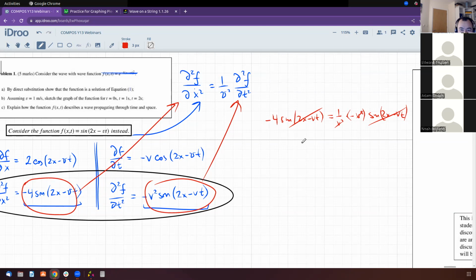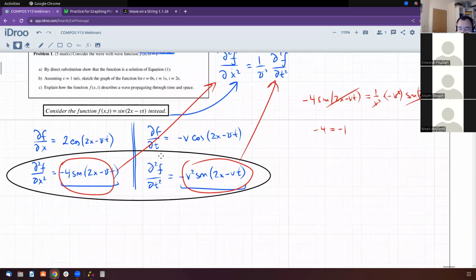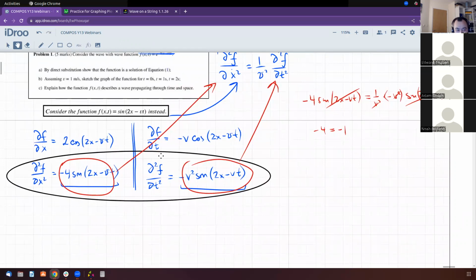Right, cancel. We've got a 4 here. So you get -4 equals -1. I'm wondering, what did we do? Where did we go wrong? Oh, of course. Silly me. It's not V, it's omega.